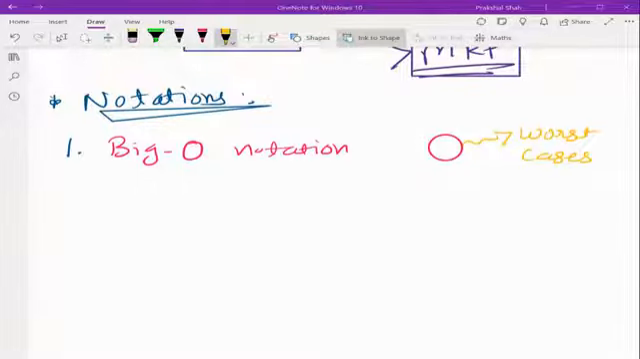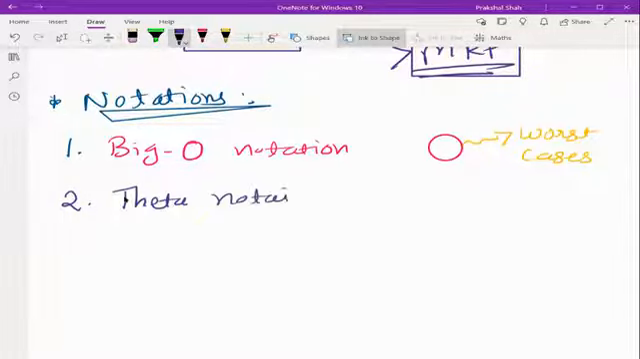Now when you write this big O, it by default means that you are writing it for a worst case scenario, right? Similarly, we will have a notation for every other case. Let's say, for theta notation, there is also a notation of theta. So theta notation will be represented by this. It will be for the average case.